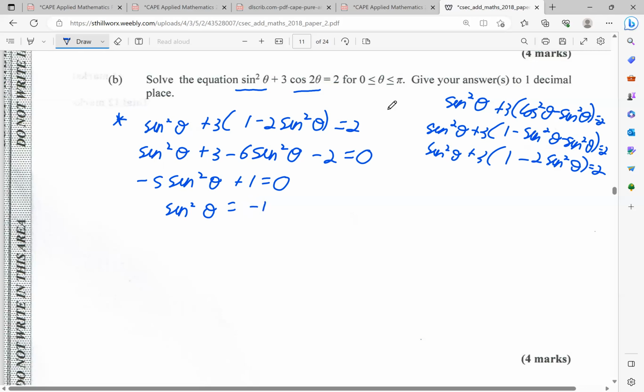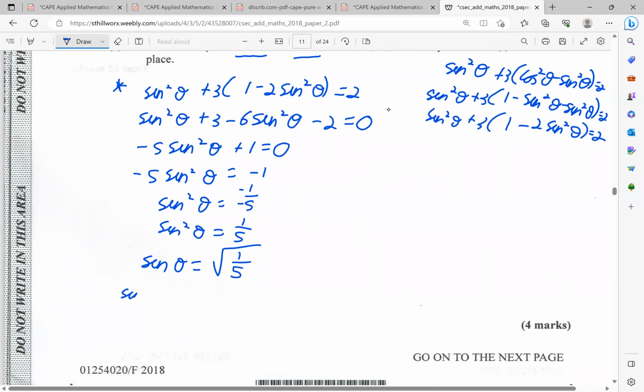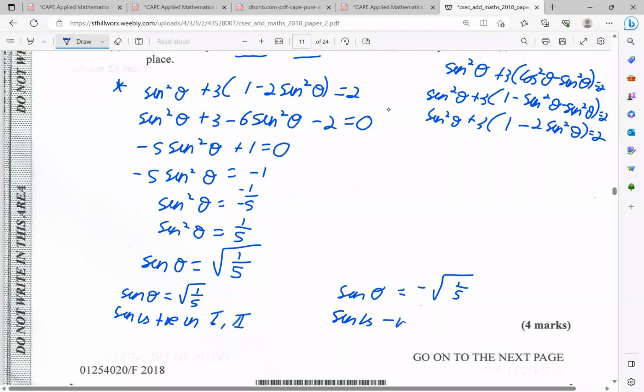So sine squared theta minus 5 sine squared theta is minus 1. So sine squared theta is minus 1 over minus 5. Sine squared theta is 1 over 5. So sine theta is square root of 1 over 5. Now remember, whenever you find the square root of a number, sine theta is plus or minus the square root of 1 over 5. Sine is positive in quadrant 1 and quadrant 2. Sine is negative in 3 and 4.